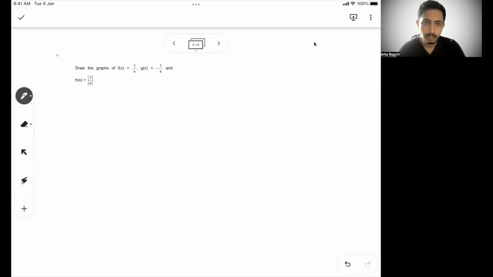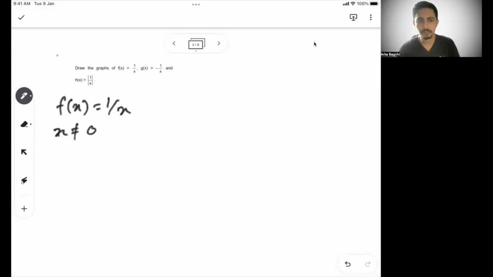It says draw the graph of f(x) = 1/x, and everything is a variation of 1/x. The first one is 1/x, the second one is minus 1/x, the third one is mod of 1/x. So first I need to identify the graph of 1/x. Now, for 1/x, I can surely say x cannot be equal to 0. x cannot be equal to 0. So x can be both positive or negative for this.